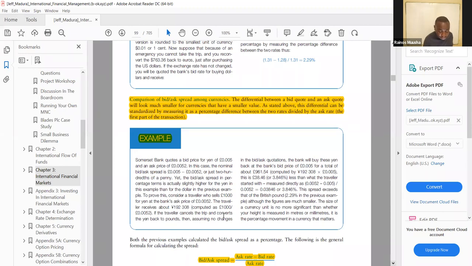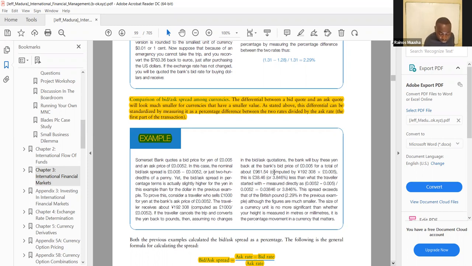But then immediately after that, they say, you know what? We want to sell this amount of yen that we have because we're no longer traveling. So what is going to happen? They're going to sell the yen back for British pounds at the bid price, which is 0.005. If they have 192,308 yen and move from the weaker currency to the stronger currency, they end up with fewer units.